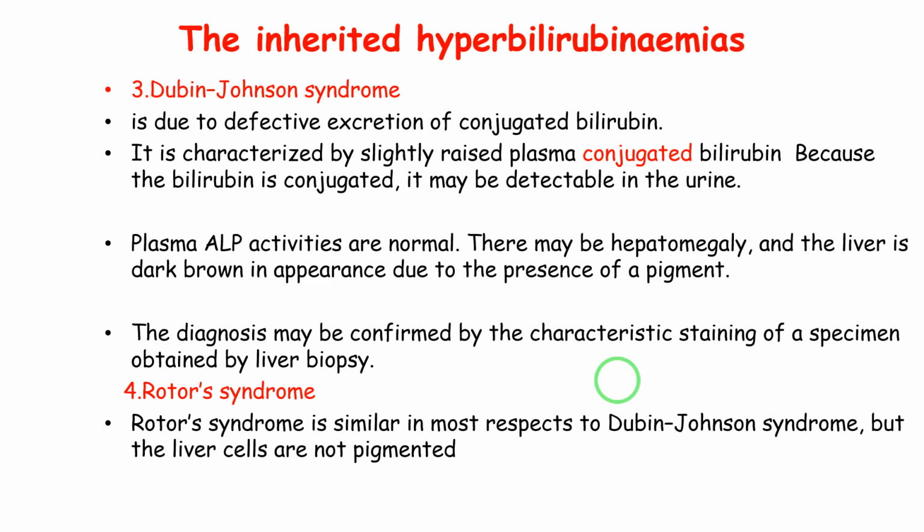The other similar condition, also conjugated hyperbilirubinemia secondary to a defect in excretion, is the Rotor syndrome. Similar to Dubin-Johnson, but it differs by the liver cell not being pigmented in this condition. In addition, as another marker, we have an increase in urinary coproporphyrin in this patient.